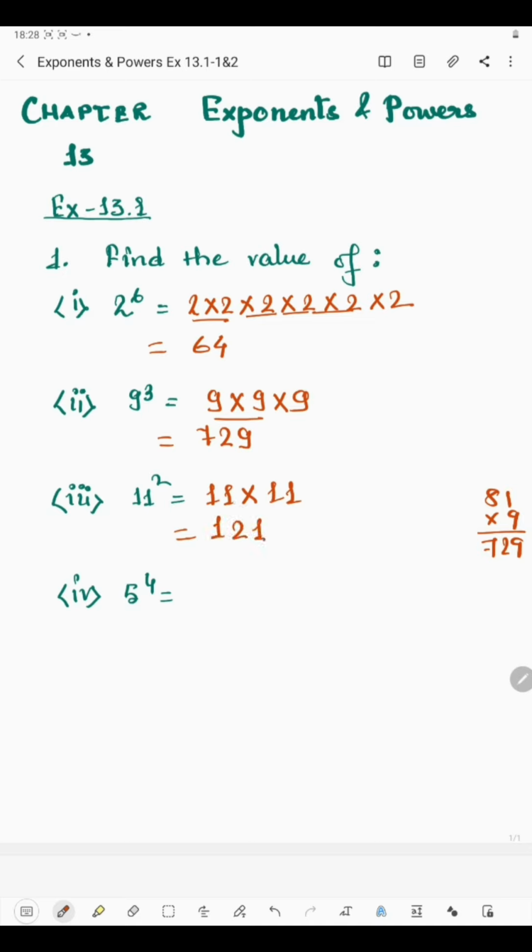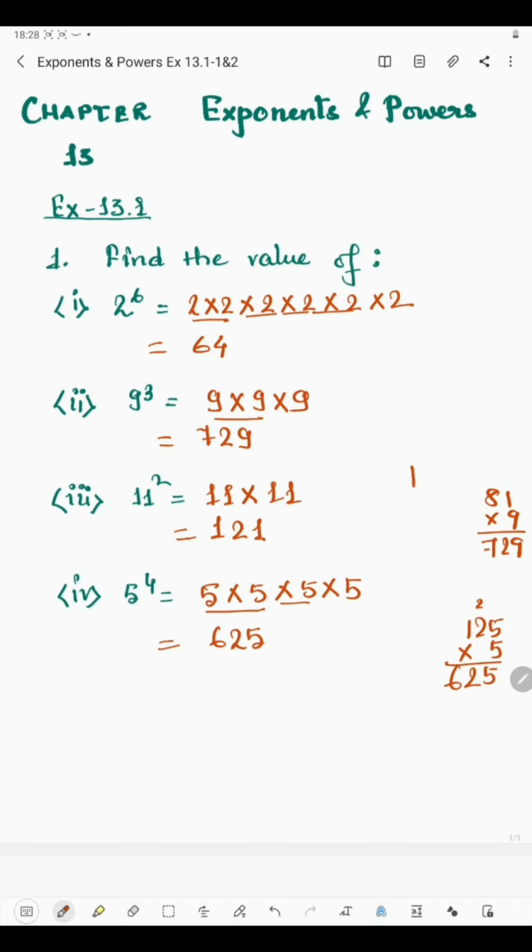Now coming to the last part of number 1, it's 5 raised to the power 4. Here 5 is the base, 4 is the power, and since the power is 4, we will write the base 4 times. So 1, 2, 3, 4. 5 5s are 25, 25 5s are 125, then 125 into 5: 5 5s are 25, 5 2 carry, 5 2s are 10, 10 plus 2 is 12, 2 1 carry, 5 1s are 5, 5 plus 1 is 6. So the value of 5 to the power 4 is 625.